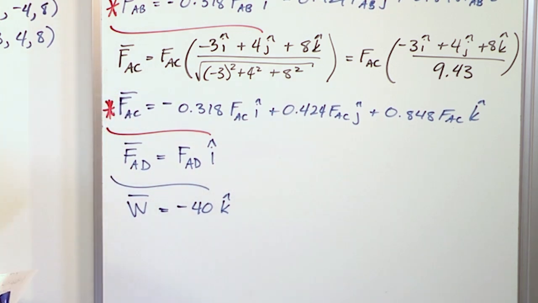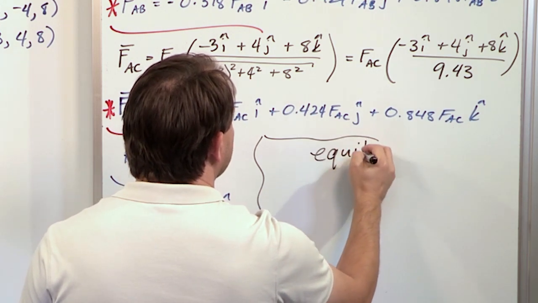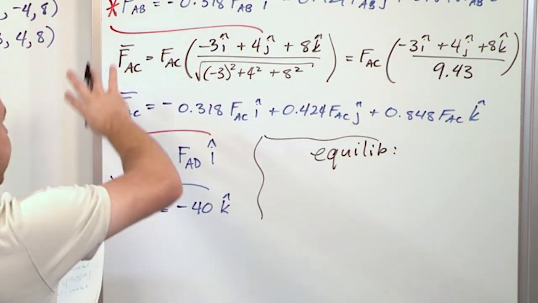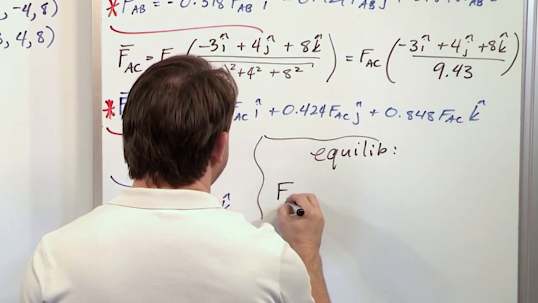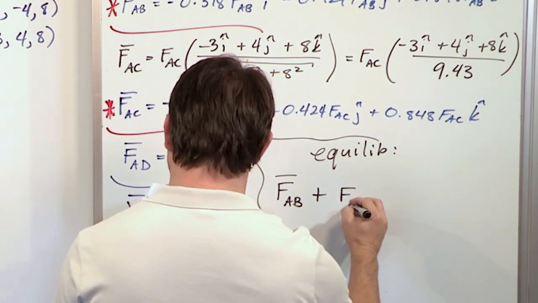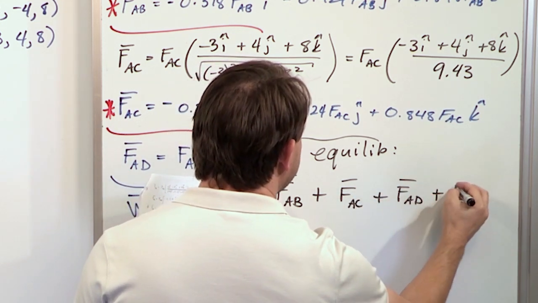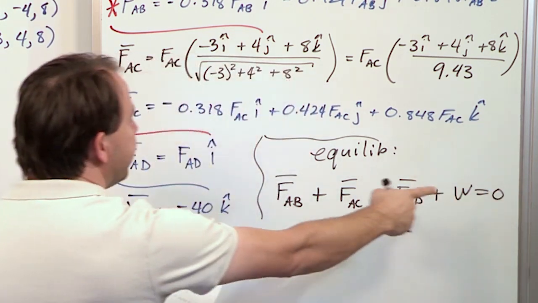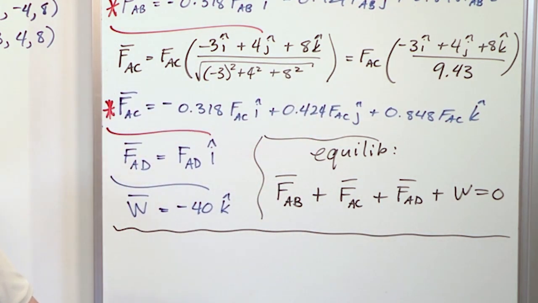So ultimately, what we're going to end up doing for all of these guys is following the condition of equilibrium. So for equilibrium, all of these four forces have to sum to be zero. So what that means is FAB, the vector force in the AB rope, plus FAC, the force in that rope, plus FAD, the force in that rope, plus the weight, has got to be equal to zero if this thing is going to be in equilibrium. All right, and so that's what we're going to do.